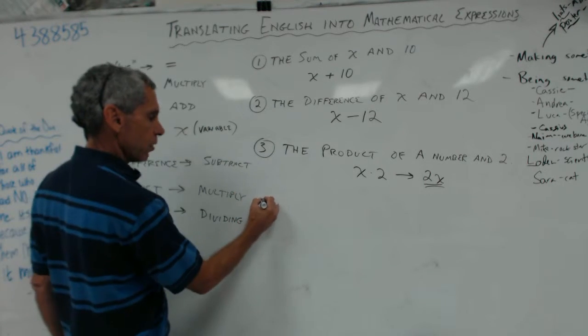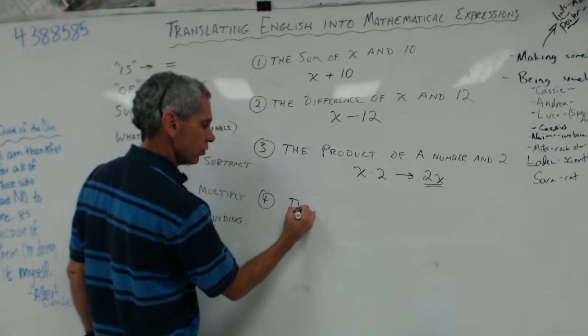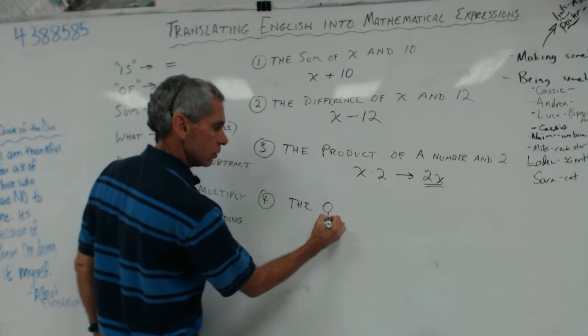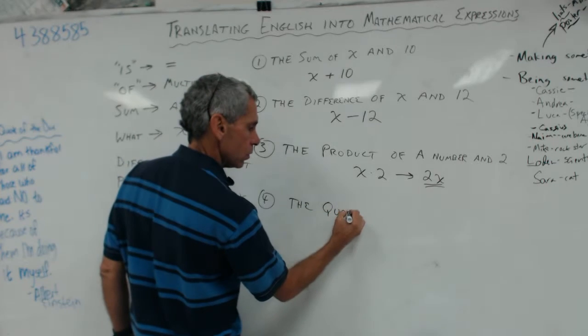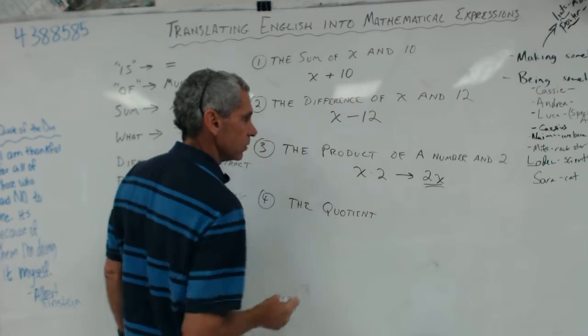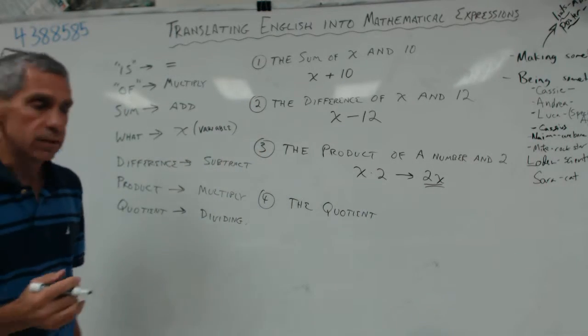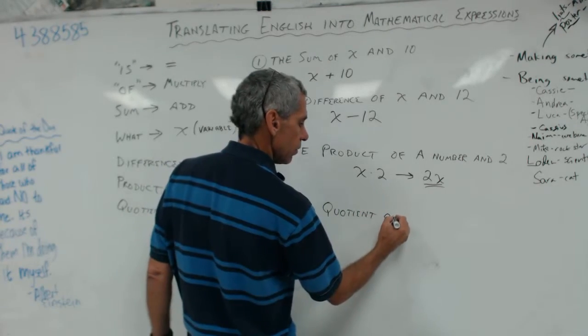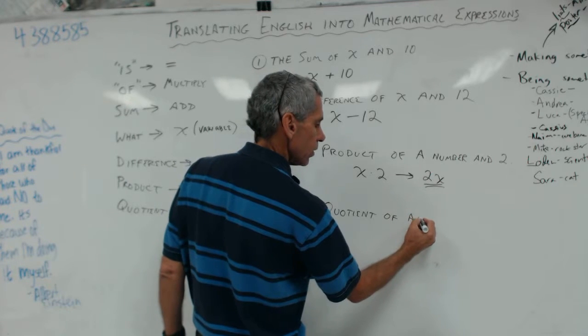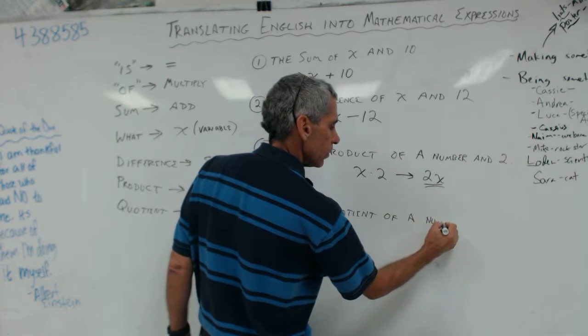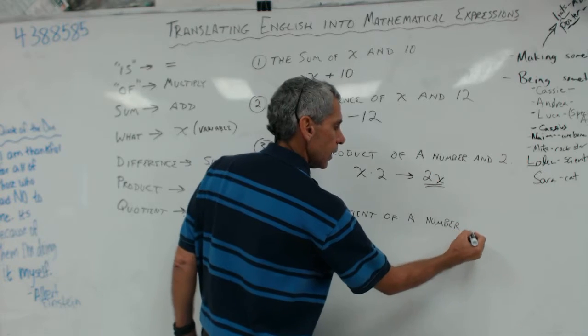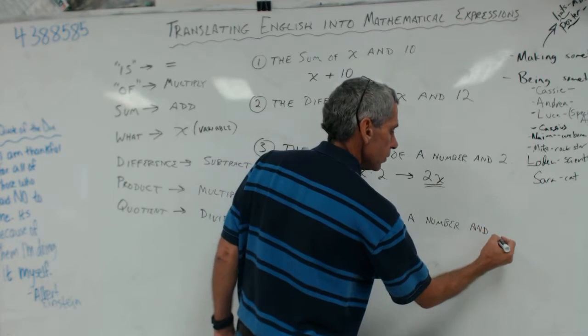Okay, number 3, 4, how about this? The quotient of a number and 10. Is the homework translating or doing? It's translating, yeah.